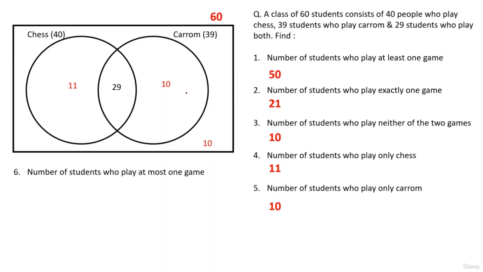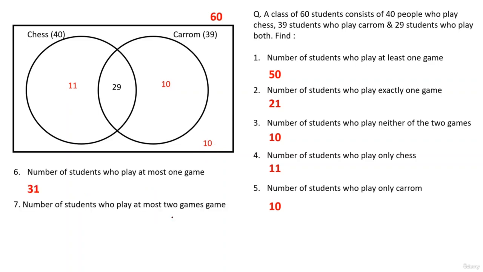Number of students who play at most one game. अब यहाँ पे guys बहुत लोग confusion में आ जाते हैं. At most मतलब क्या? ज्यादा से ज्यादा one game. So ज्यादा से ज्यादा one game will consist of people who play one game or less. So if you include people who play exactly one game or lesser, मतलब zero games. So 10 हो जाएंगे people who play none of the two games. And exactly one वाले कौन कौन होंगे? 11 यहाँ से आएंगे, 10 यहाँ से आएंगे, right? So 11 plus 10, this comes out to be 31. That should be the answer, 31.